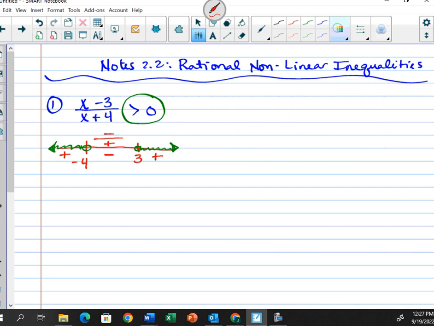This one, it didn't matter because it just said greater than, so our answer would be -infinity to -4, union 3 to infinity.